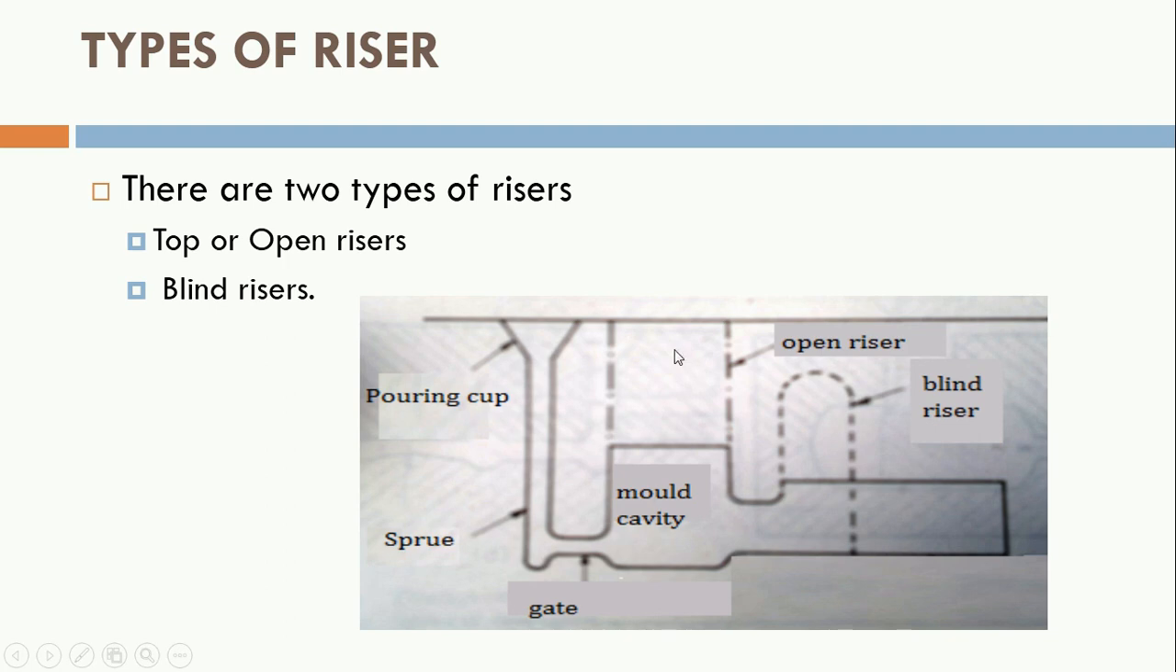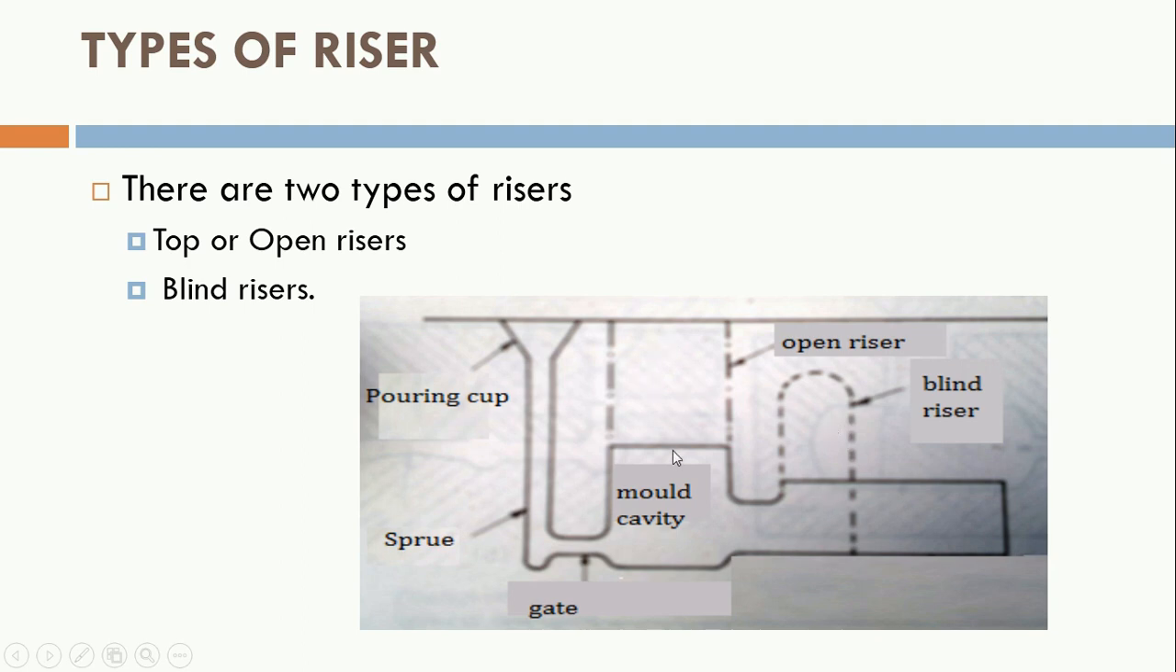Now when I pour molten metal at this location, means in this pouring basin, it will come to the sprue through the runner, and through the gates it will reach the mold cavity. The mold cavity is at a lower position as compared to the riser. That's why first of all complete filling of this mold cavity is achieved, and afterwards metal goes inside this riser.